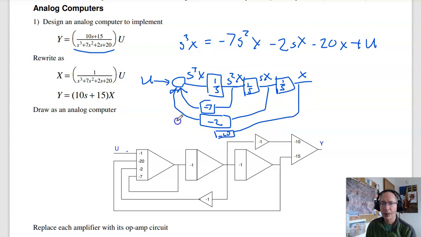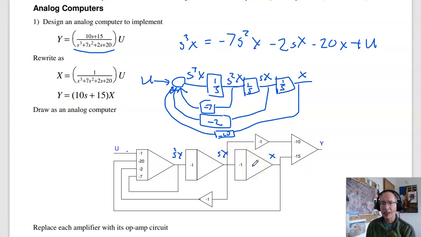So that's the block diagram way to represent it. In terms of analog computers, an integrator is this symbol, and I want the gains to be negative. So this would be 1, minus 20, and this is s squared x, sx, and x. Minus 20 times x, minus 2 times sx, minus 7 times s squared x. Integrate 3 times, then the output is 10 times sx plus 15 times x.